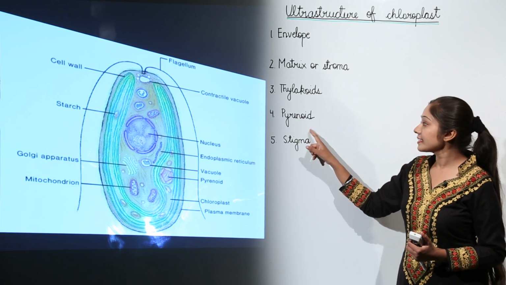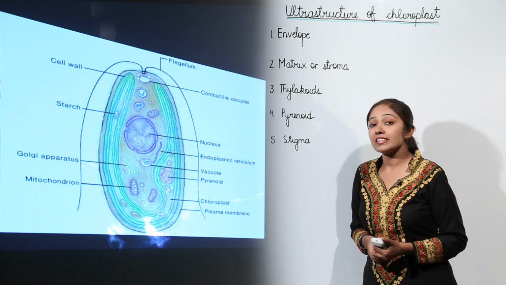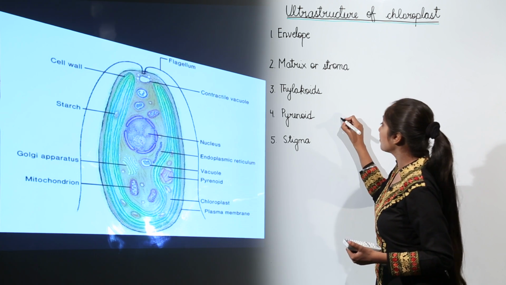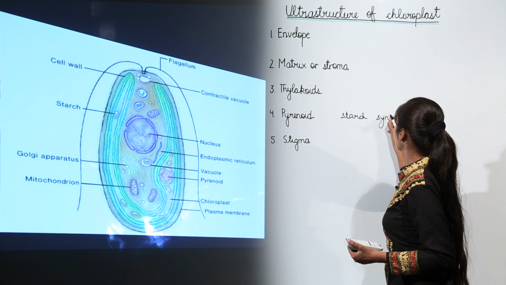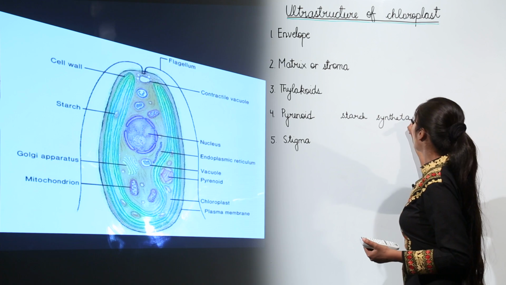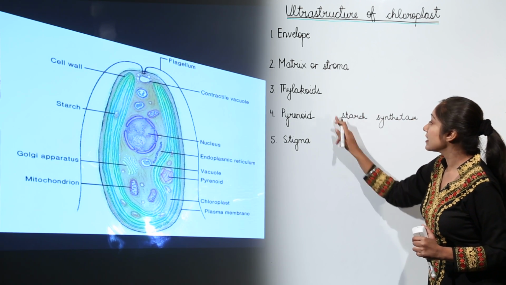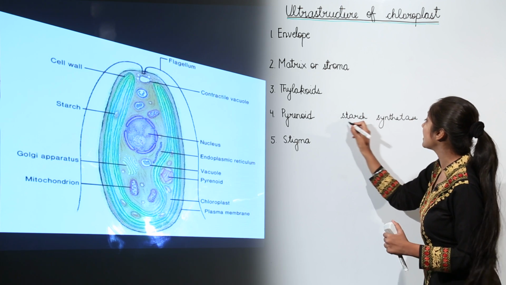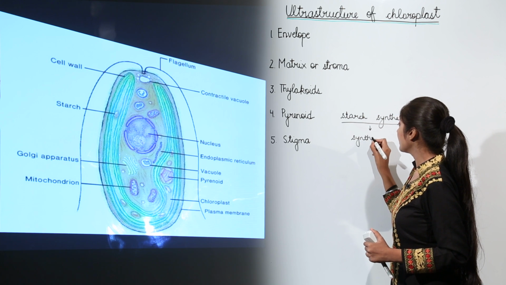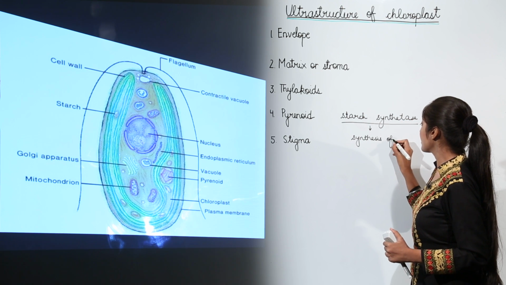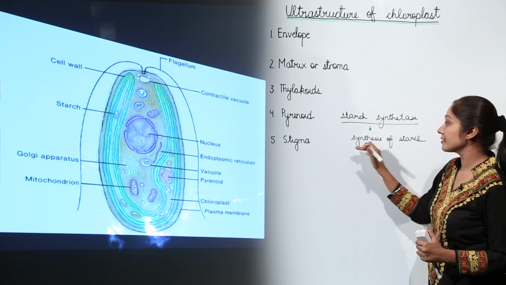Now we are going to discuss these pyrenoids. Pyrenoids are a very special component because they contain an enzyme, starch synthetase. From the name itself, it is going to be very clear to you that this enzyme is going to help in the synthesis of starch. This is going to help in what? In the synthesis of starch.